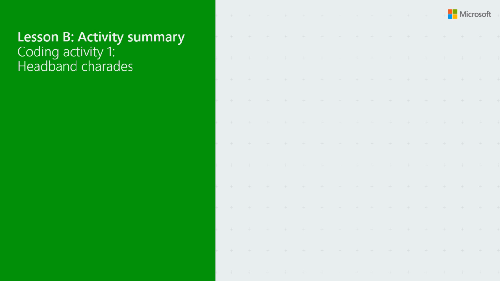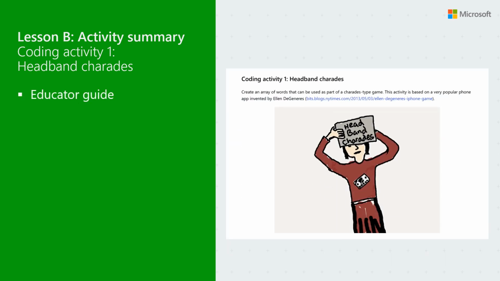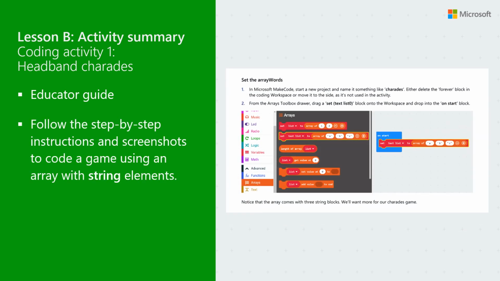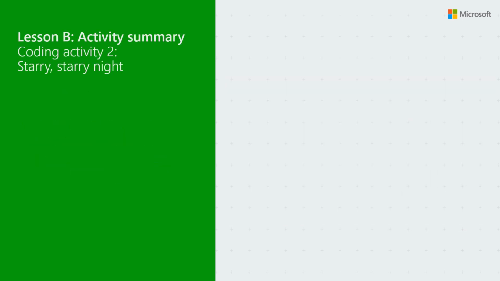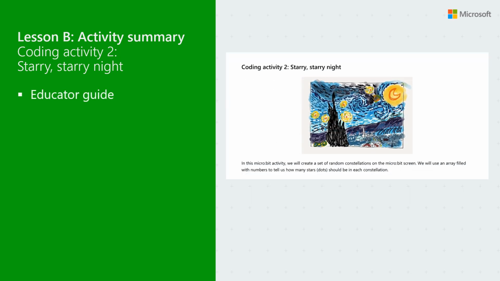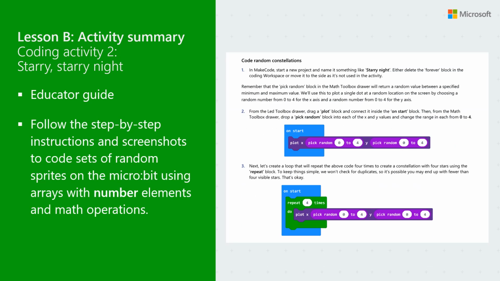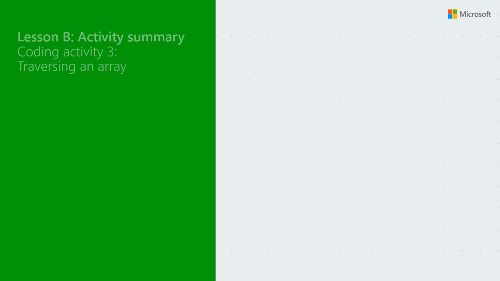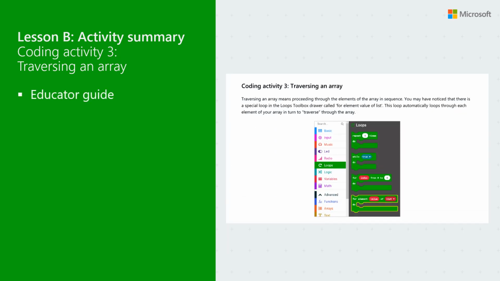Now, Lesson B has three coding activities. The first activity is coding a headband charades game using an array with string elements. The second activity is coding sets of random sprites as constellations of stars on the microbit screen using arrays with number elements and math operations. And the third activity is basically coding a special loop with arrays that proceeds through each element in sequence. So they'll go over how to traverse an array, which is a pretty fundamental operation, very important for them to get practice with.